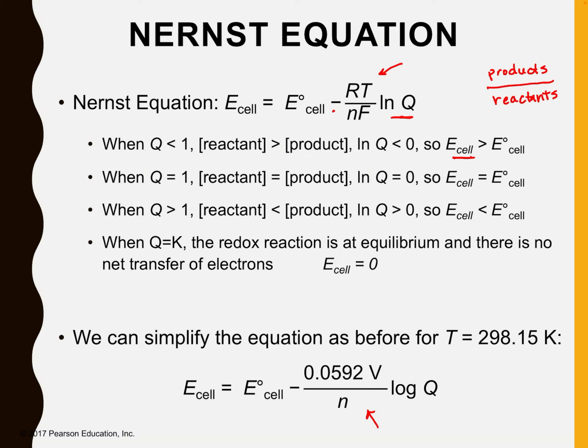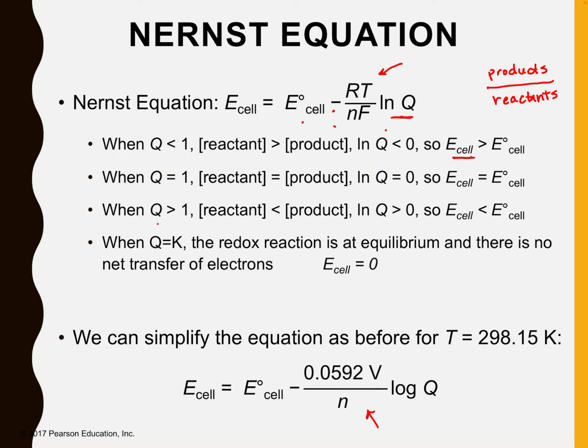I'm going to skip the second bullet point for a second, but when we have Q greater than 1, that means that we have a lot of products. When Q is a very large number, the natural log of that will be greater than 0. So we'll end up having E naught of the cell minus something. So E of the cell will be smaller than E naught of the cell.